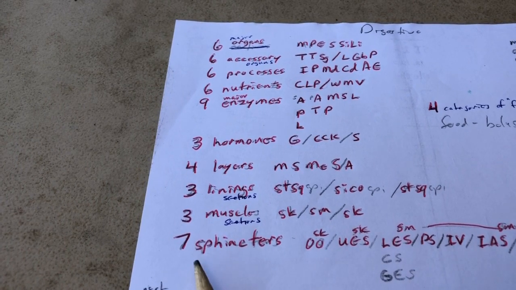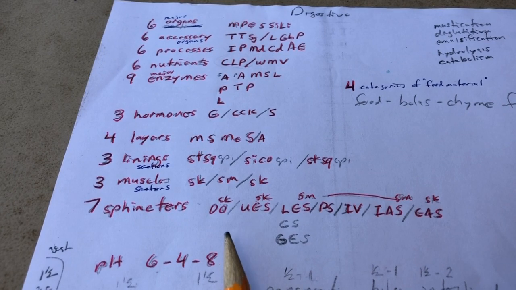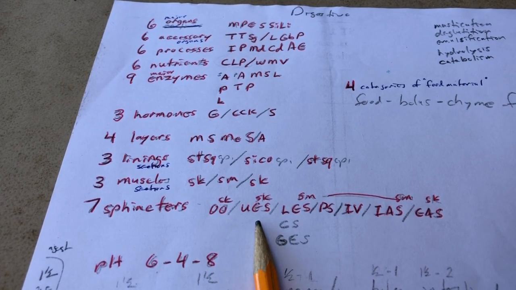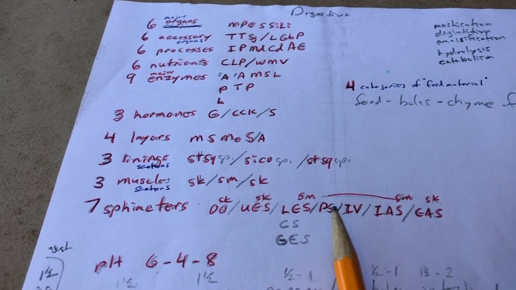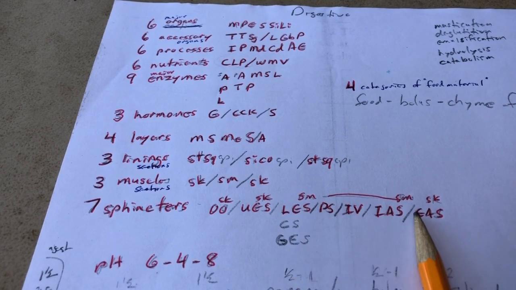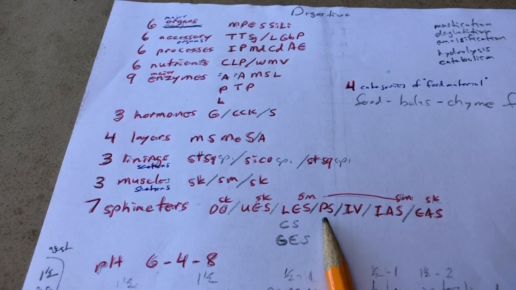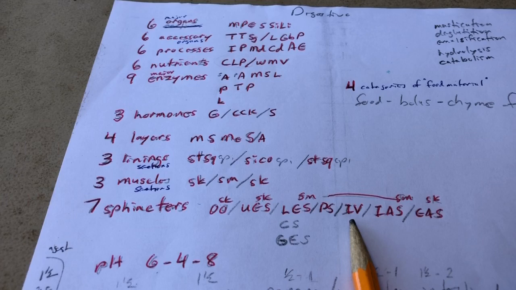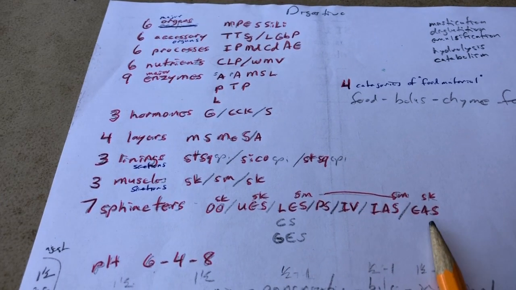We're going to say that there are 7 sphincters you need to be familiar with, and again, it's the orbicularis oris, skeletal muscle; the upper esophageal sphincter, which is also skeletal muscle; the lower esophageal sphincter, which is also known as the cardiac sphincter and the gastroesophageal sphincter. It's smooth. Then other smooth muscle sphincters include the pyloric sphincter, ileocecal valve, and internal anal sphincter. And at the very end, skeletal muscle, the external anal sphincter.